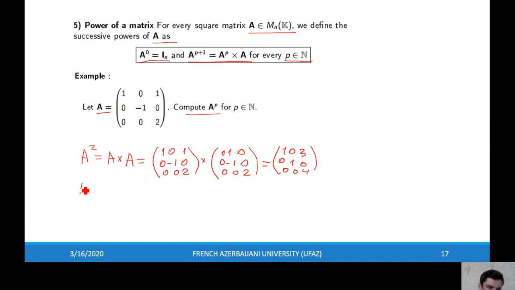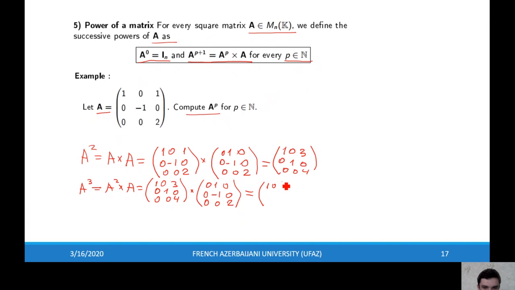Then we calculate A cubed. A cubed is A squared times A. And we know that the expression of A squared is this one: [1, 0, 3; 0, 1, 0; 0, 0, 4], times [1, 0, 1; 0, -1, 0; 0, 0, 2], which will be [1, 0, 7; 0, -1, 0; 0, 0, 8].